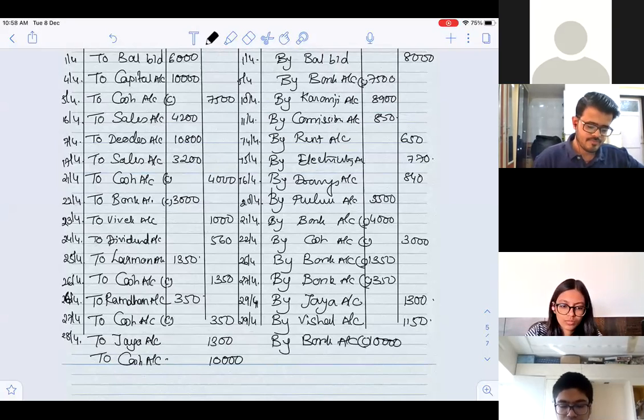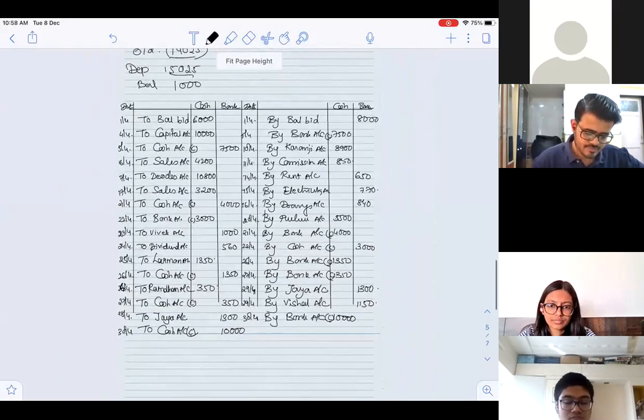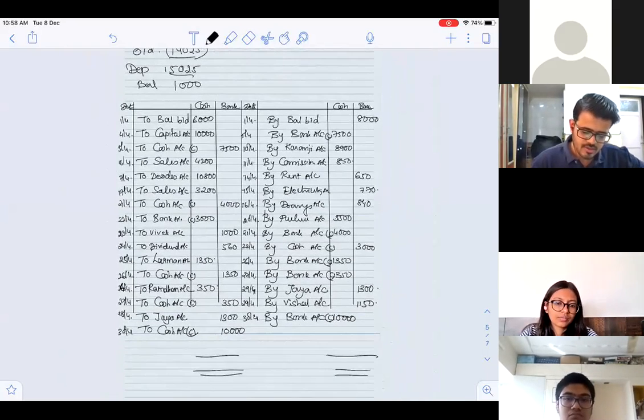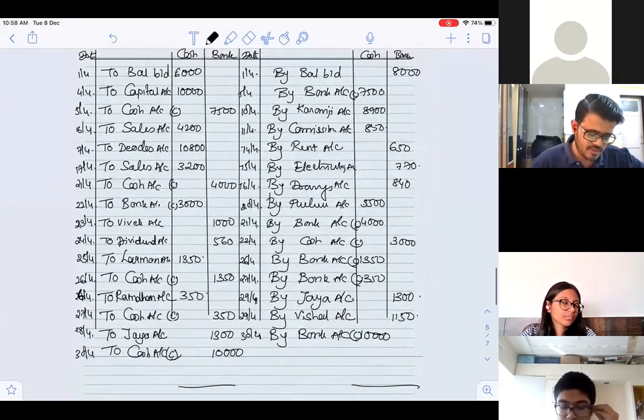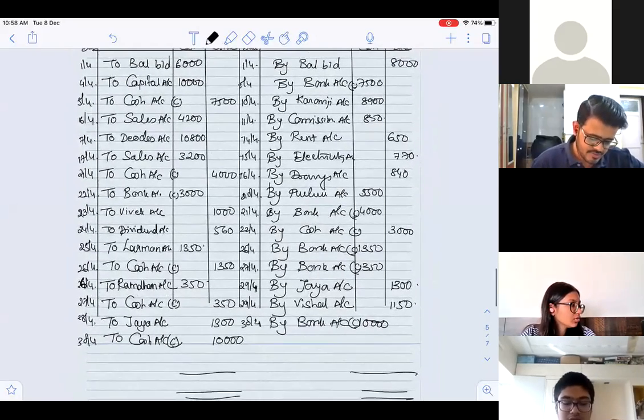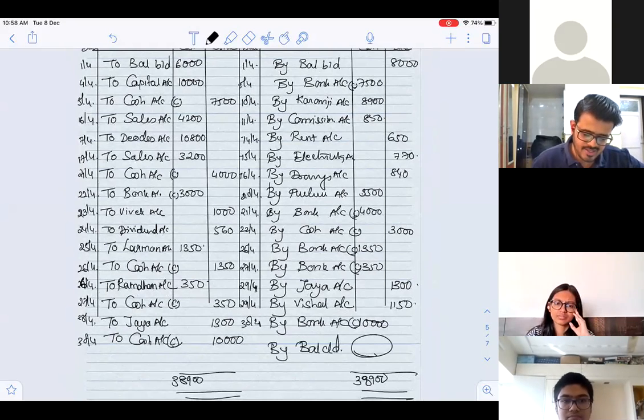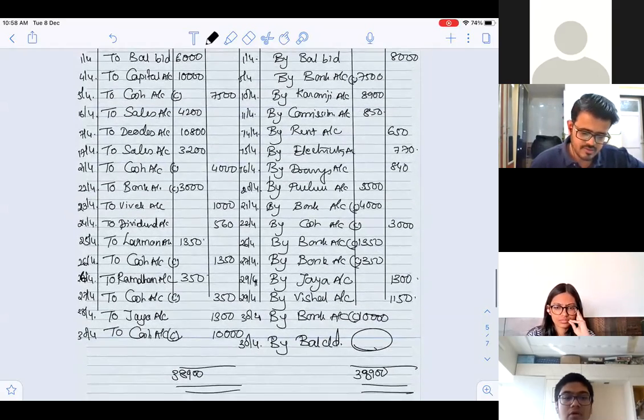So just put this PDF in the group. I'll put it, but you just look at it right now and get me the balance. What is the balance? What is the total of cash first? Tell me the total of cash. 38,900. Okay. And the balance of cash? 450. I'm getting 450.